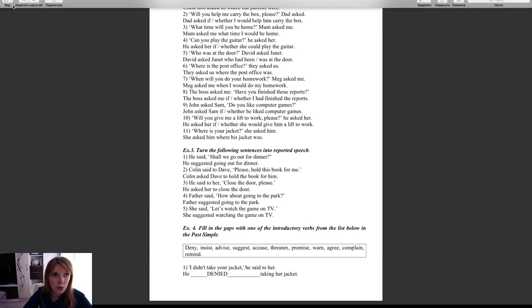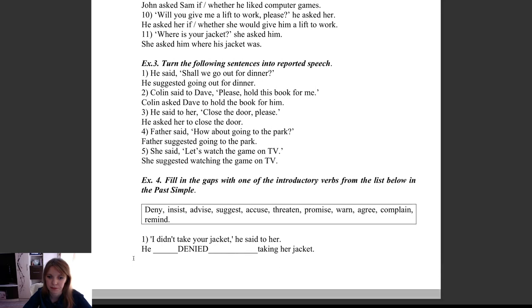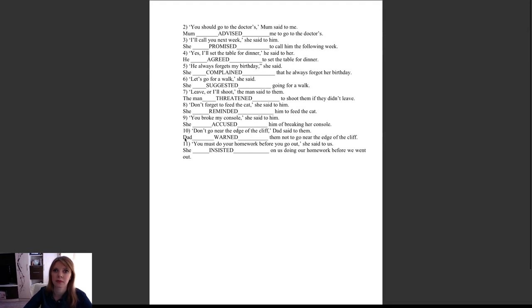So right here you can see that in the first sentence we use the verb to deny. I didn't take your jacket, he said to her. So he denied taking her jacket. Number two, you should go to the doctor's, Mom said to me. Mom advised me to go to the doctor's. We use the verb to advise, советовать.